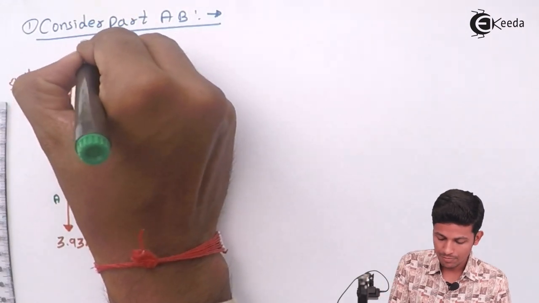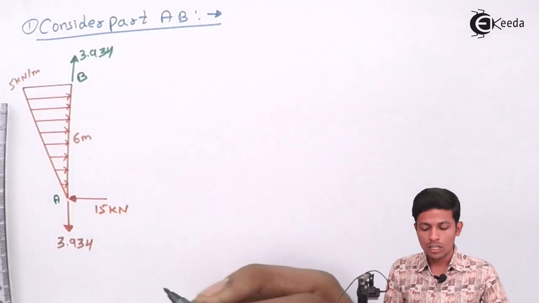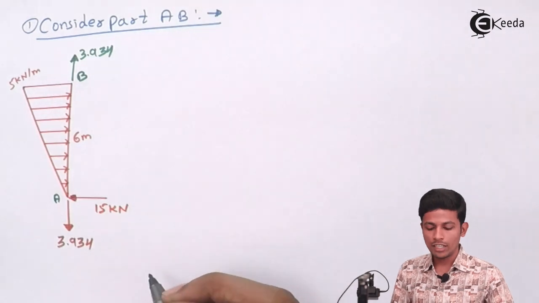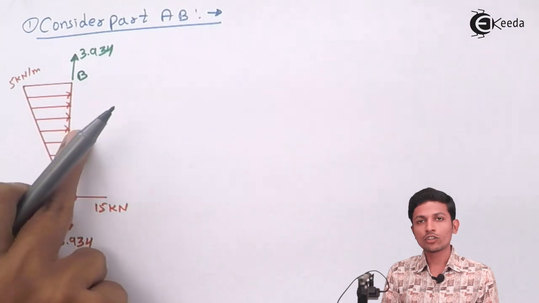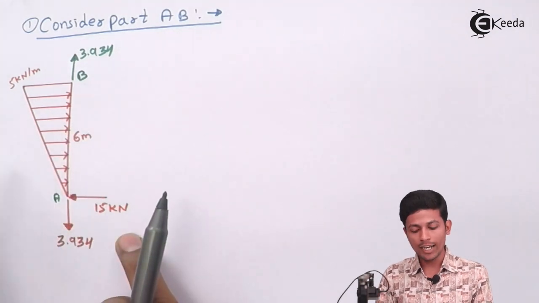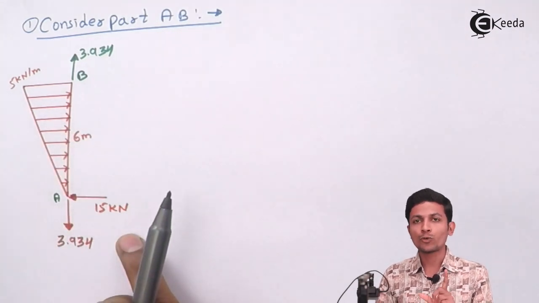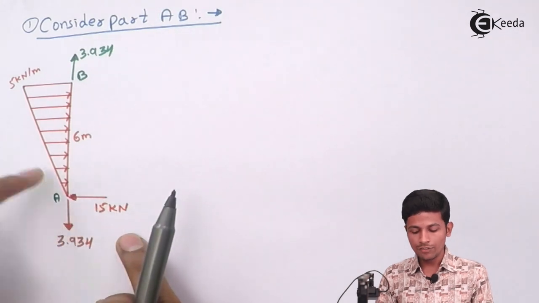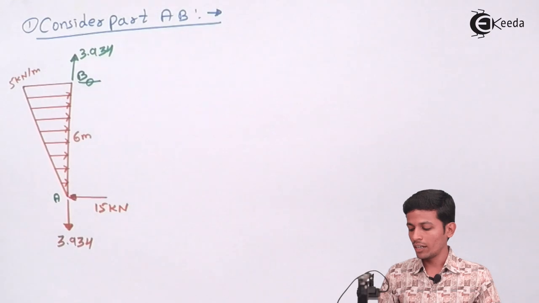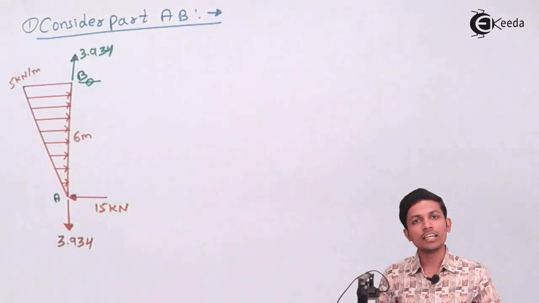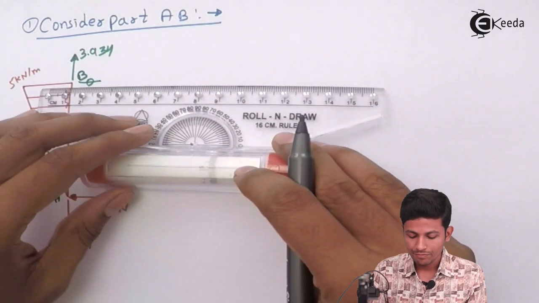It's very simple. Students, you can directly solve. See, now this 15 kN is going from this direction. This will also come 15 kN. See, half into base into height, half into 6 into 5 comes 15. Sorry, this 15 and this 15 will get cancelled. So this value will come 0. Okay. Now extend the part and draw the AFD, SFD, and BMD.